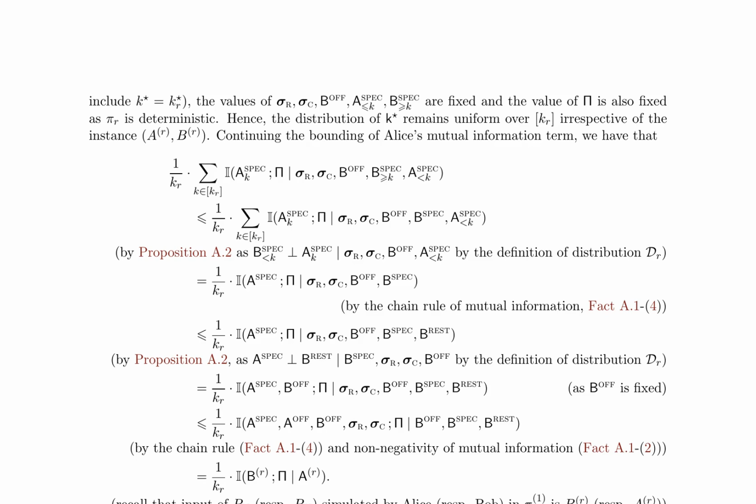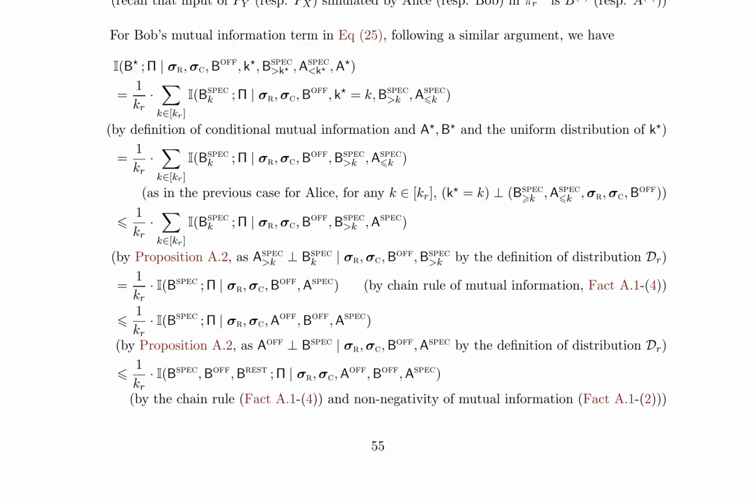This is done by applying proposition A.2 and the chain rule of mutual information. Similarly, they bound Bob's mutual information term, I(B_spec,k ; pi | sigma_r, sigma_c, B_OF, k-star equals k, B_spec greater than k, A_spec less than or equal to k), by 1/k_r times I(B_spec ; pi | sigma_r, sigma_c, B_OF, A_spec). These bounds are then used to upper bound the left-hand side of equation 25, which represents the internal information cost of the protocol.